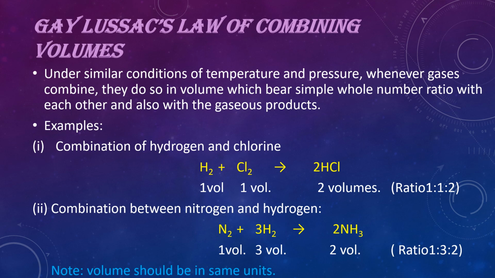Again the second example, nitrogen plus hydrogen gives ammonia. One volume of nitrogen combines with three volume of hydrogen to give two volume of ammonia. Remember one thing, the volume should be in the same unit, either in ml or in liter, but it should be the same on the reactant side and also on the product side.